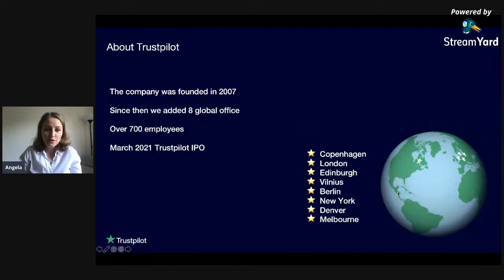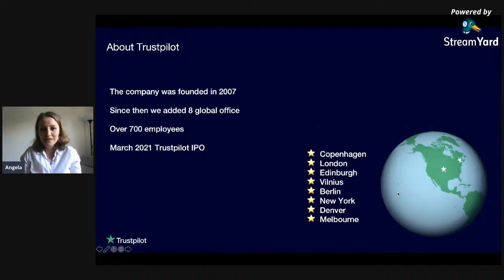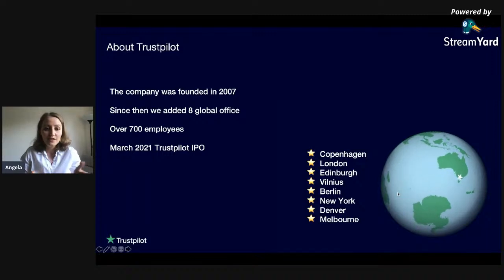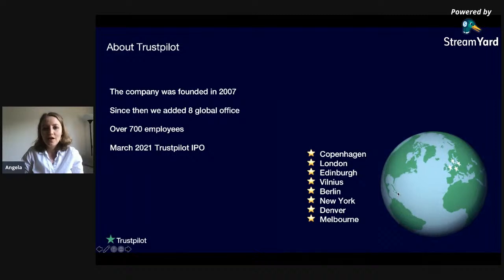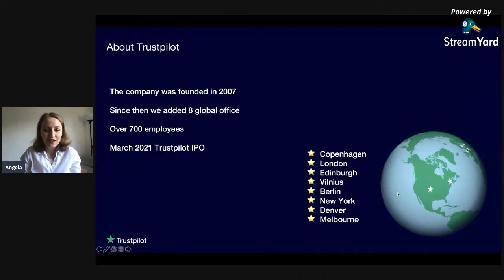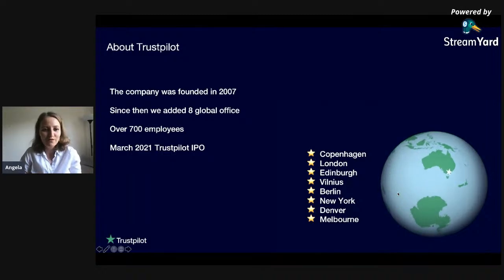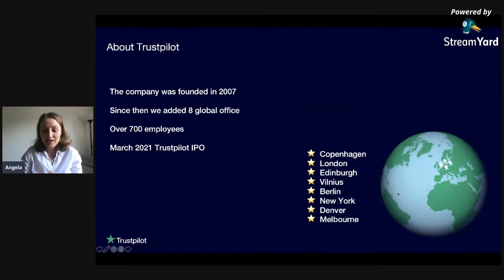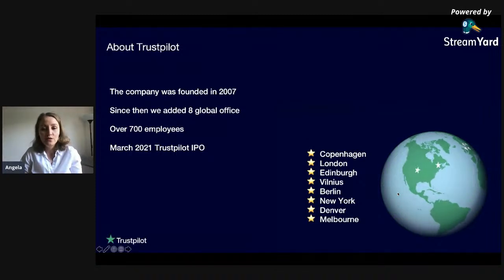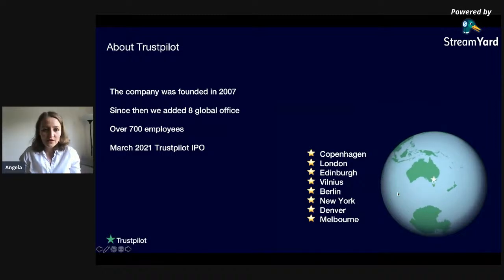Trustpilot was founded in 2007. And since then, the company has grown substantially, and we've added 8 global offices. We have an office in Copenhagen, where I am based, and in London, in Edinburgh, which is actually our newest office that we opened last year. An office in Vilnius, Lithuania, Berlin, New York, Denver, and also all the way to Melbourne, Australia. We have over 700 employees all over the world.